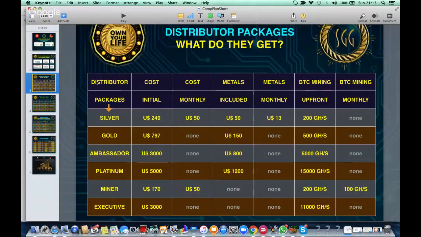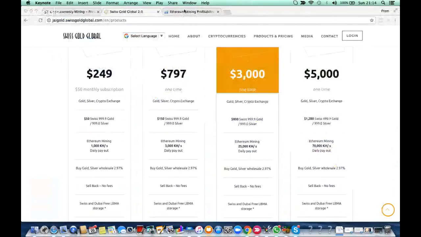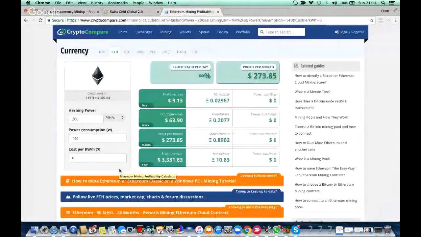So yes, the packages are designed so that whatever the content is, including the commission to the sponsor, the metal, and the cryptocurrency, all of it goes up in proportion. Now, Reggie just answered saying per month, right? So let's have a look. Profit per month in this case, with hashing power of 200 mega hash per second, is $273.85. This is what the calculator says per month.